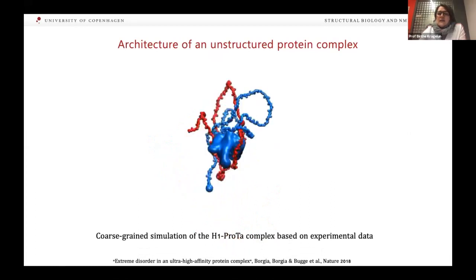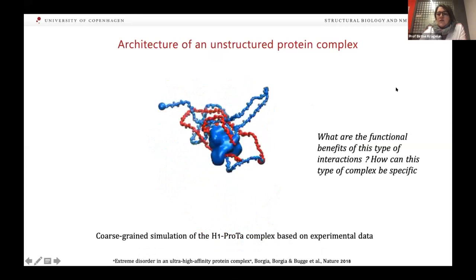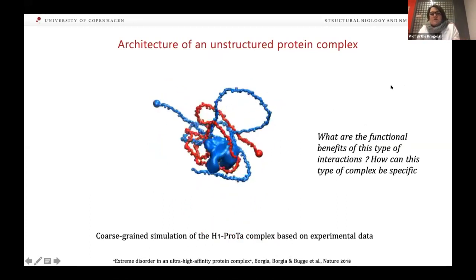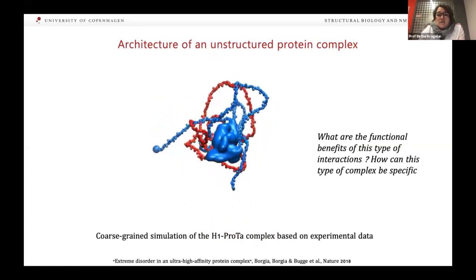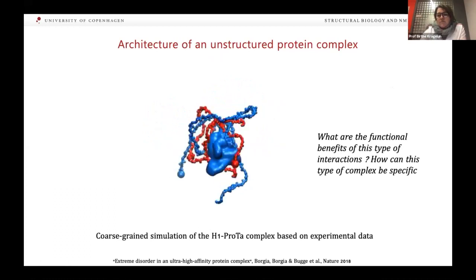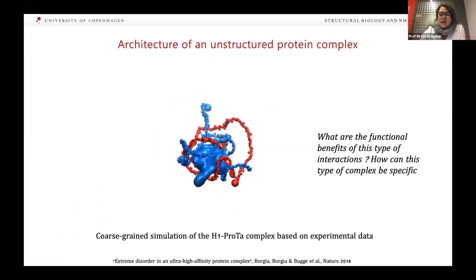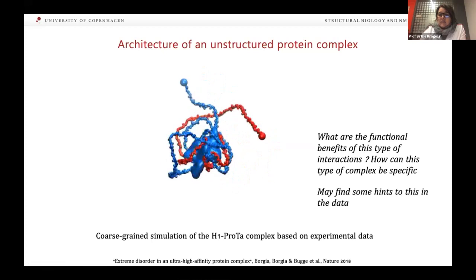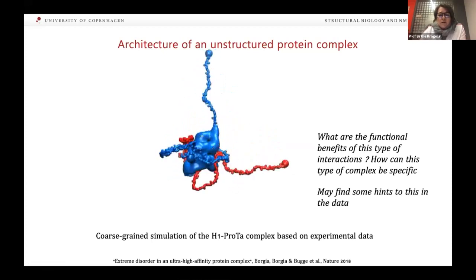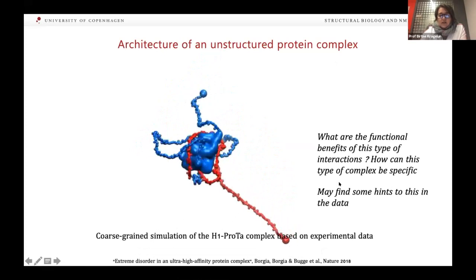Now you may ask what the good of such a complex is, what the functional benefit is, and how such a complex can be specific. A lot of proteins are highly charged, so how does this protein know that it has to interact with prothymosin alpha? Maybe we can look a little bit more into the data that led to this characterization.